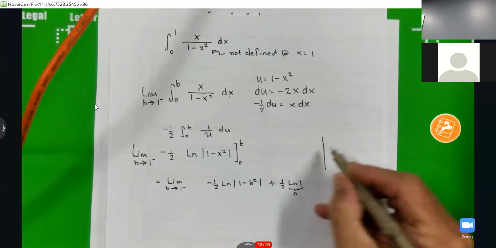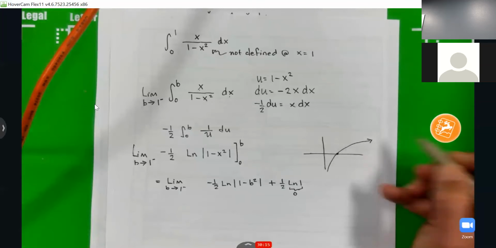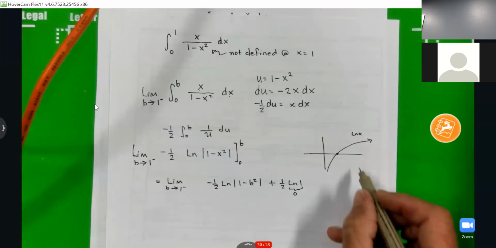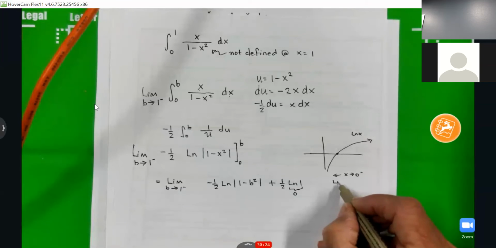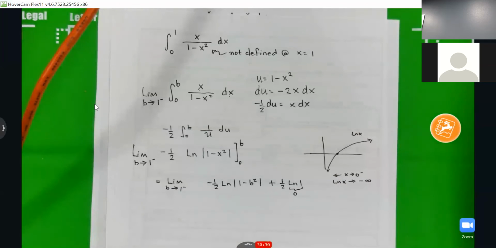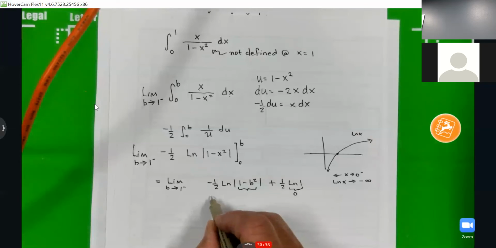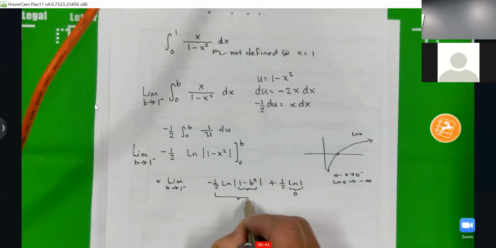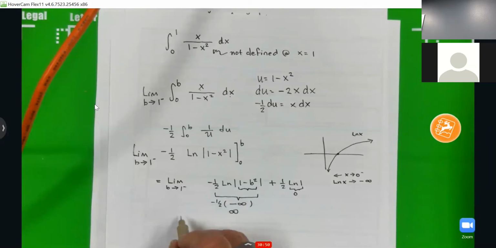Here's the natural log graph. The natural log of 1 is 0, and then it increases here. So as x goes to 0 from the left, the natural log of x goes to minus infinity. So that's what's happening here. This is approaching 0 from the left. The natural log of 0 goes to minus infinity. Actually, it's multiplied by a negative 1/2, so it's going to become infinite. And this integral diverges.